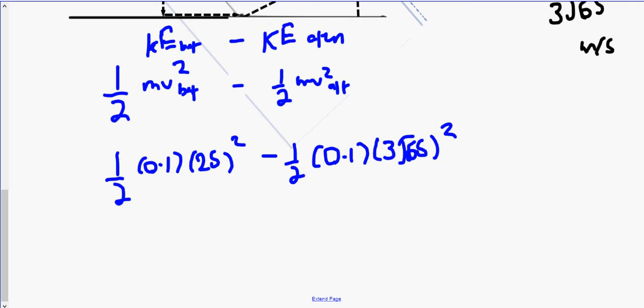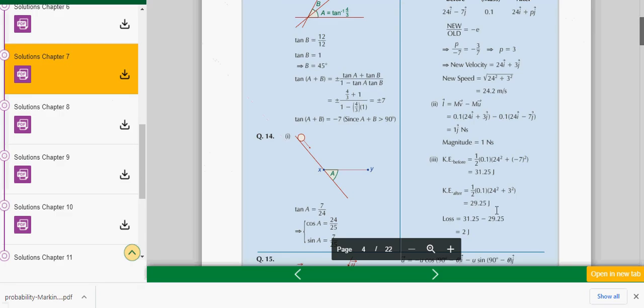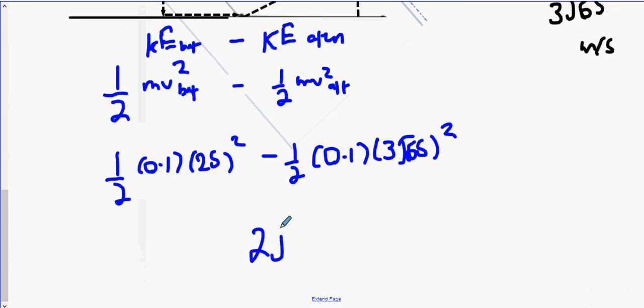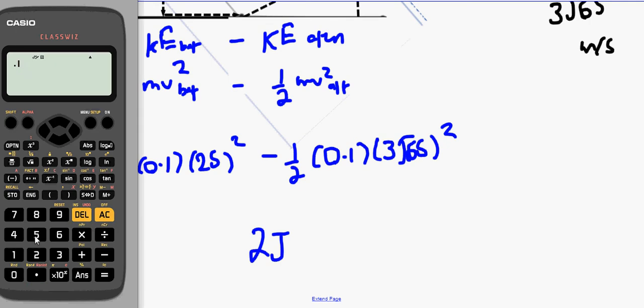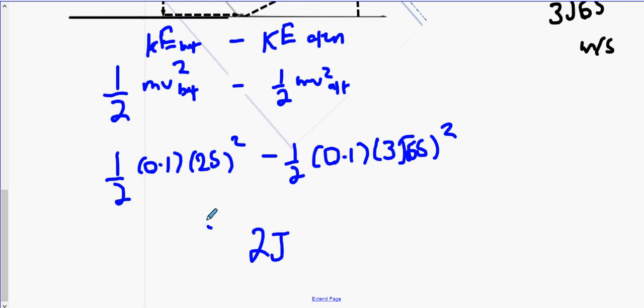I'm going to be a bit easy and just look up the answer. 2 joules, more than likely. 2 joules is the answer. Right, we'll do it out. A half times 0.1 times 3 root 65 squared. 2 joules. Alright, happy days. Always check your answer.